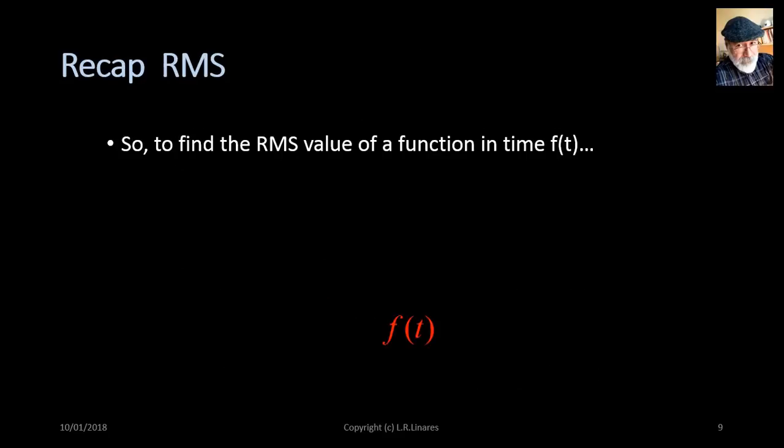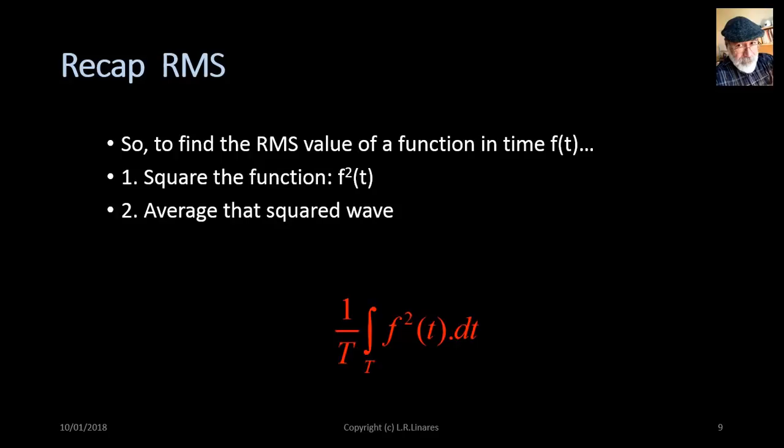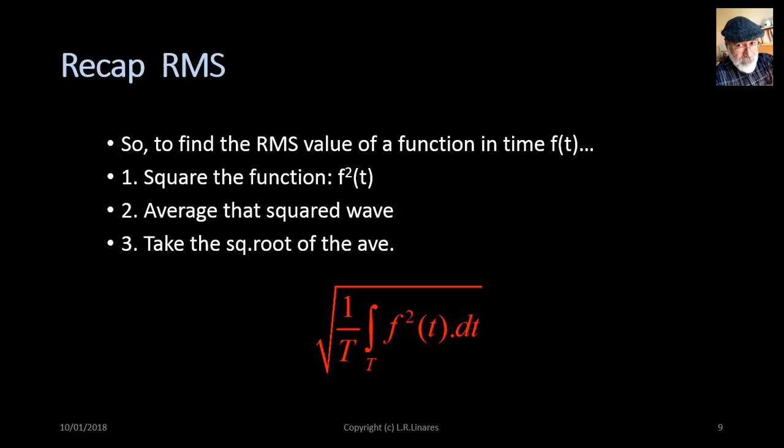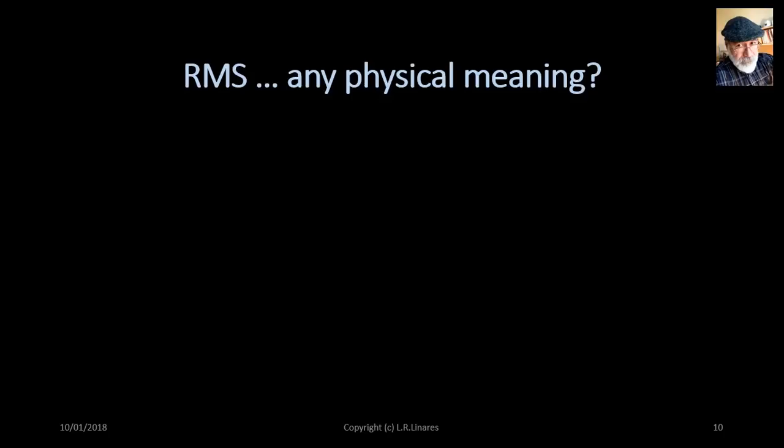Recap, RMS. To find the RMS value of a function of time f of t, which can be a voltage or a current, we square the function of time, take the average over one period (I'm assuming it's periodic), and then take the square root of it. The root mean square, that value. Does it have any physical meaning, the RMS value?